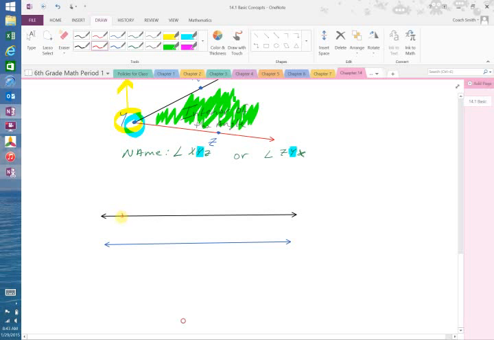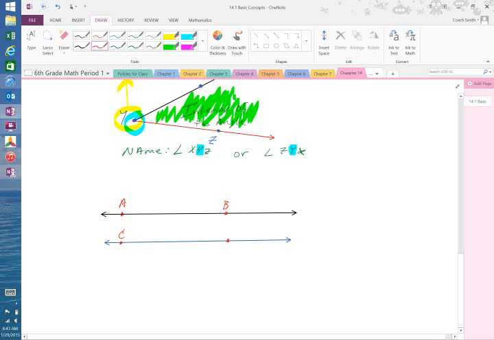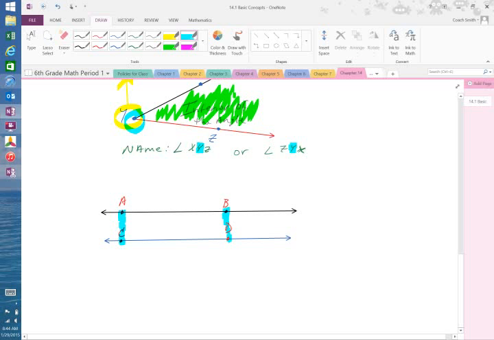These are parallel lines. If they're true parallel lines, they'll never intersect each other. But remember, those lines continue on forever. So, if it's truly parallel, then the distance between those 2 points and those 2 points would be exactly the same at all times.